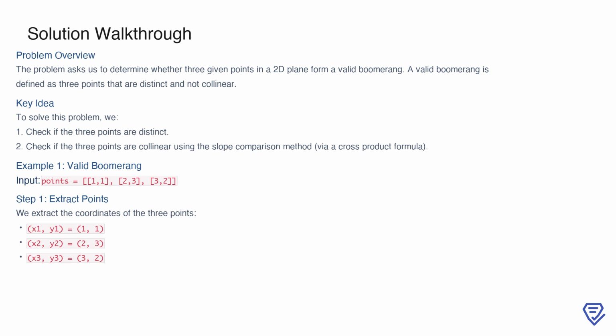In this problem, we are tasked with determining if 3 points in a 2D plane form a valid boomerang. A valid boomerang means the points must be distinct and not collinear. The solution involves 2 key steps: first, verifying that all 3 points are distinct, and second, checking if the points are not collinear using a mathematical approach involving slopes. For instance, consider the input points (1, 1), (2, 3), (3, 2). We start by extracting the coordinates of the points. The first point is (1, 1), the second is (2, 3), and the third is (3, 2). This gives us the foundation for solving the problem by applying the 2 checks in the subsequent steps.